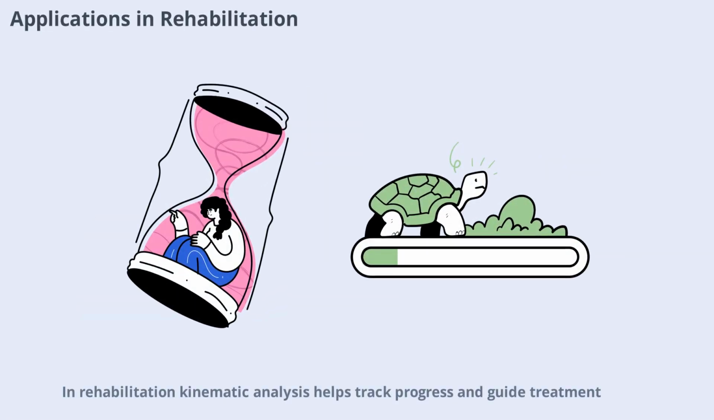Rehabilitation. Kinematic analysis helps track progress and guide treatment. By measuring how a patient moves before and after an intervention, healthcare professionals can assess the effectiveness of therapy. This objective feedback is invaluable for designing personalized rehabilitation programs and ensuring the best possible outcomes.